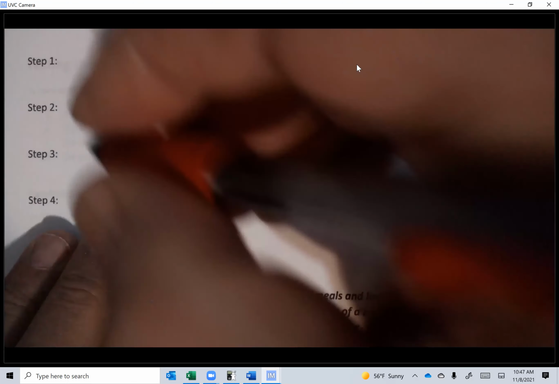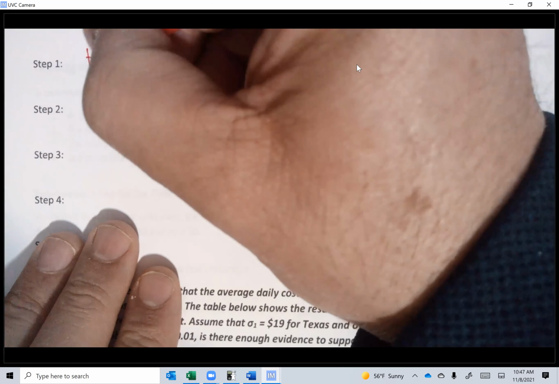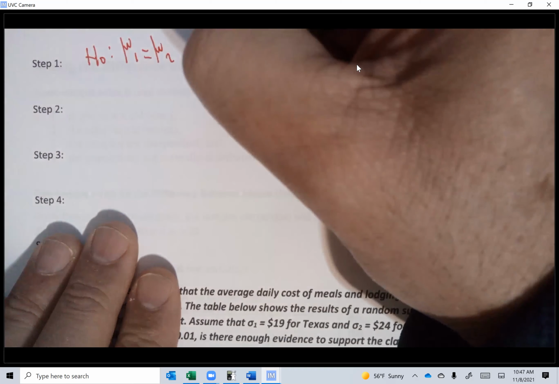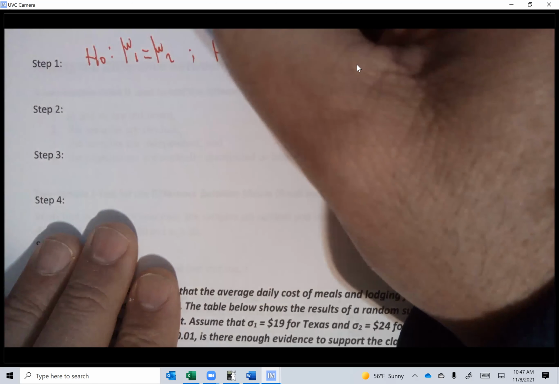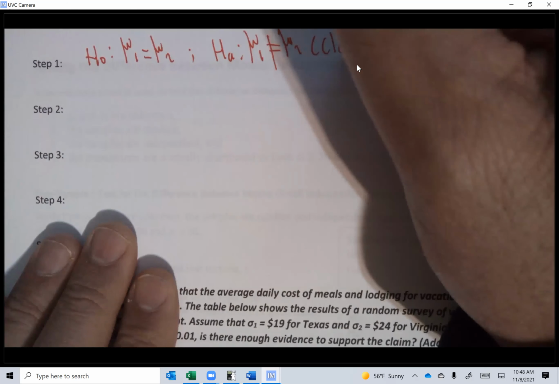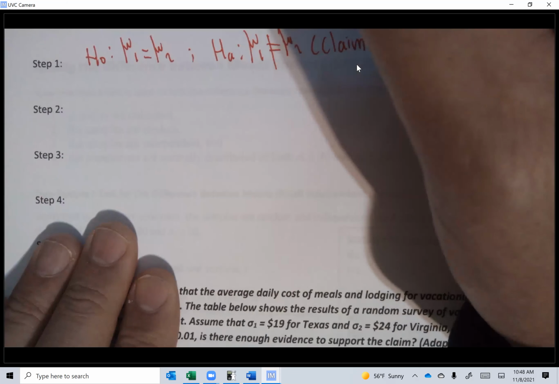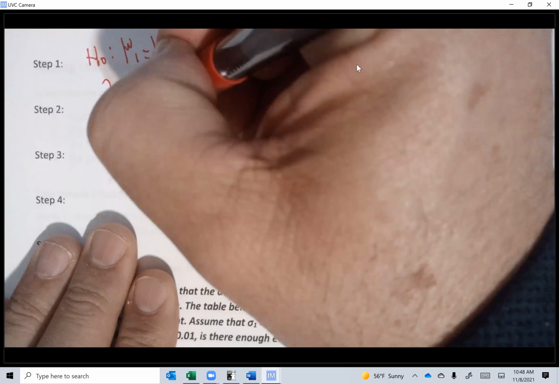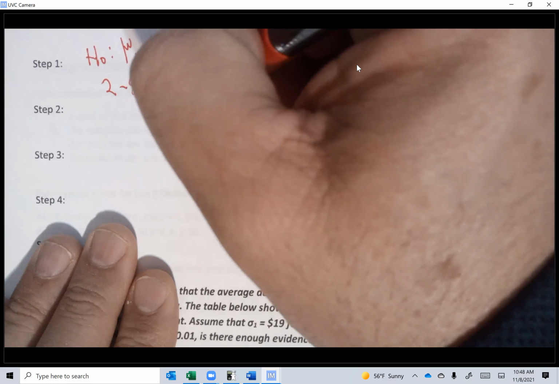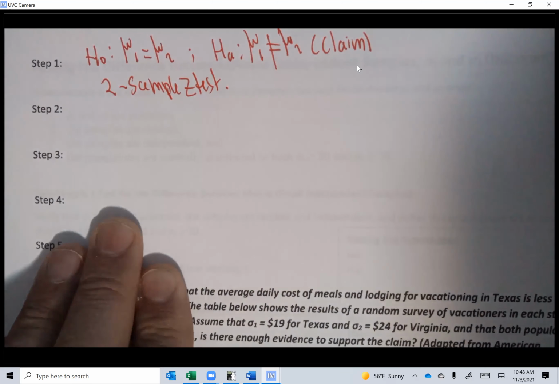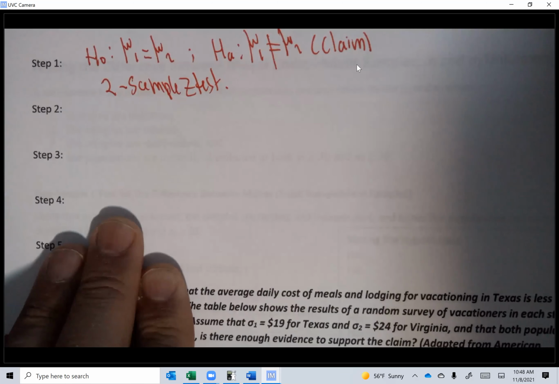Okay, step one. We put H0 mu1 equals mu2, and then we put HA mu1 not equal to mu2. Claim. Then we ran a two sample Z test. So I want you to walk out of today's lesson, guys. You will do two sample Z test if sigma 1 and sigma 2 population standard deviation are known.